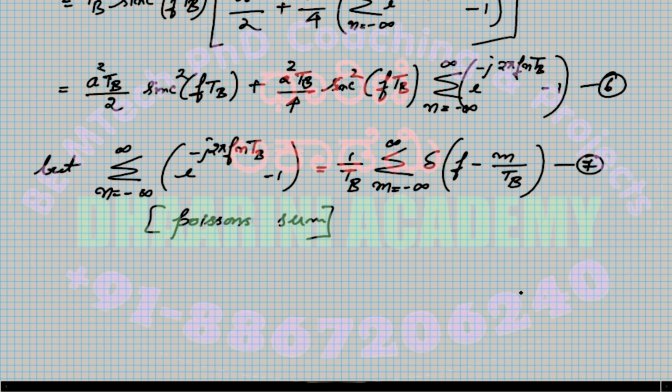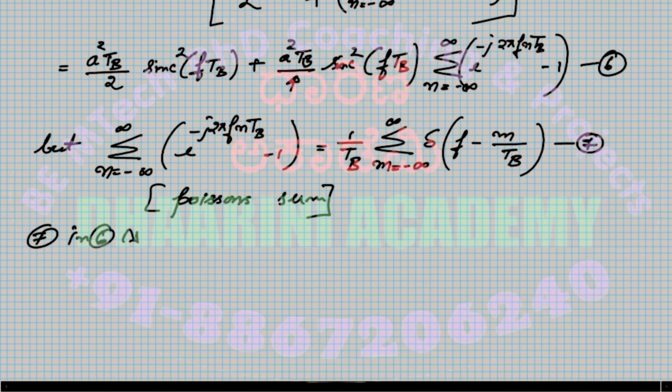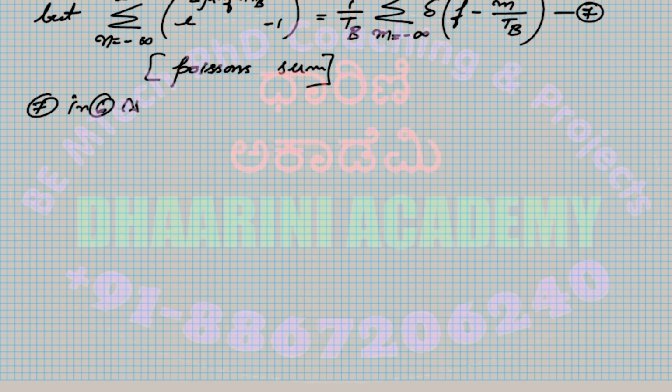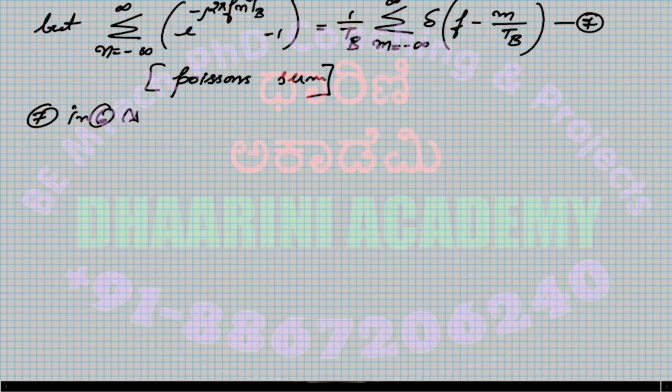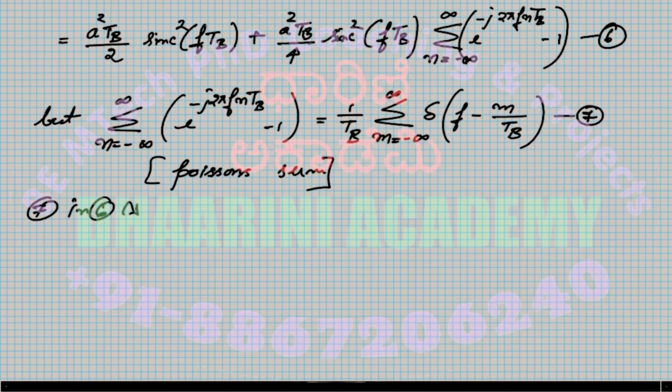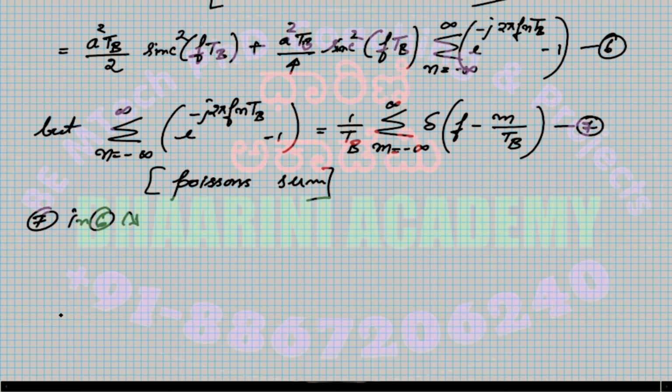Right? So I'm using this. So I will put 7 in 6. When you put the 7 in 6, I'll show 6 as well so that the substitution becomes simple for us. So on the left hand side, I still have Sx of f. So Sx of f is a square TB divided by 4.